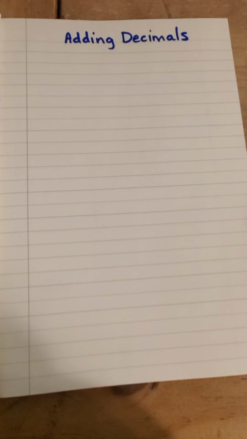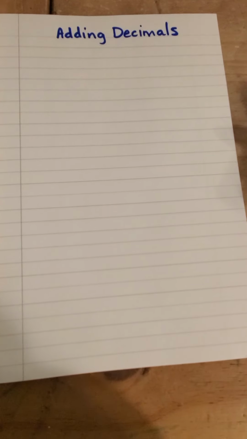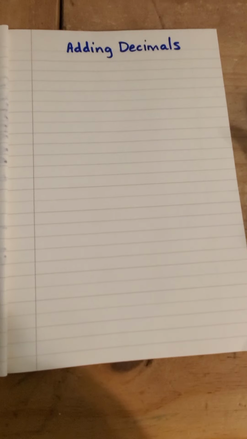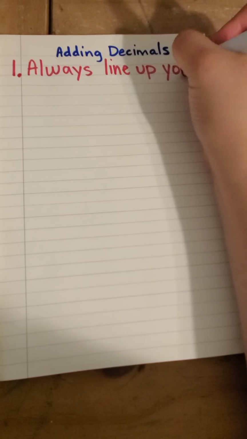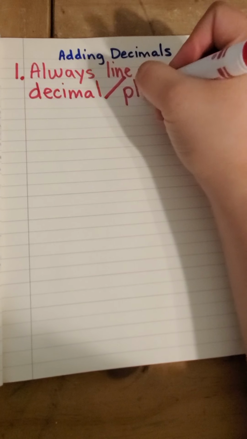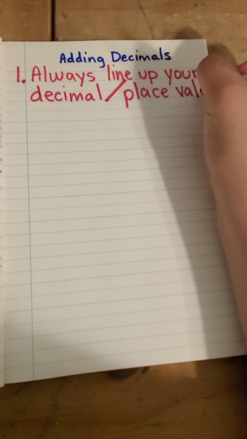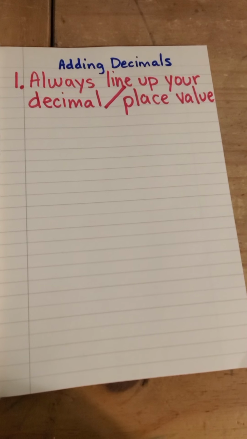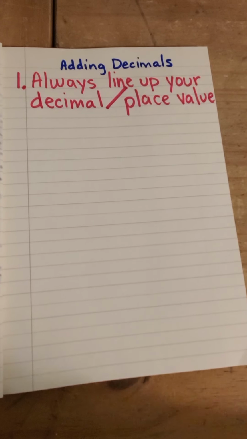Today we're going to be adding decimals, and we're going to show step by step in our journal what steps to follow to correctly add our decimals. So step 1, very important. Always line up your decimal / place value. You always want to make sure that your place value is in the right place.